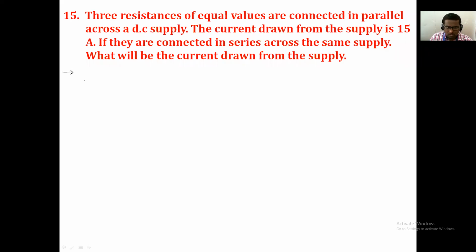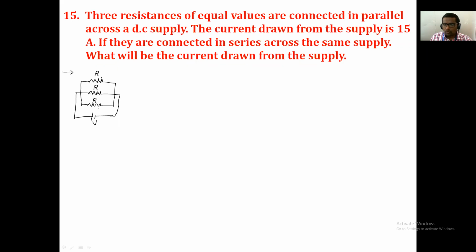From this sentence, let me try to imagine the diagram and draw it. Suppose this one is the first resistor, this one is the second resistor, and this one is the third resistor, and they are connected in parallel. It means that one terminal is connected to one common point and the other terminal is connected to another common point, and these three resistors have equal value, so that value is R ohm. Get my point? And this parallel combination is connected across a DC supply. So let me connect the DC supply of V volt.